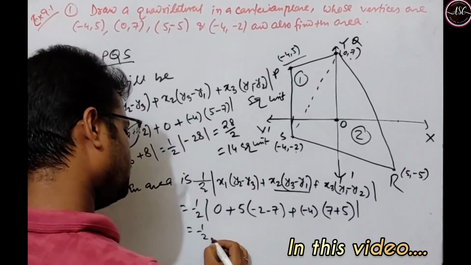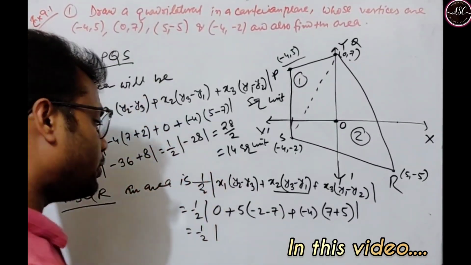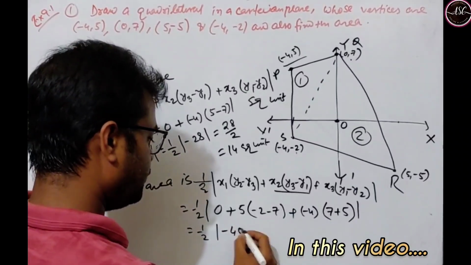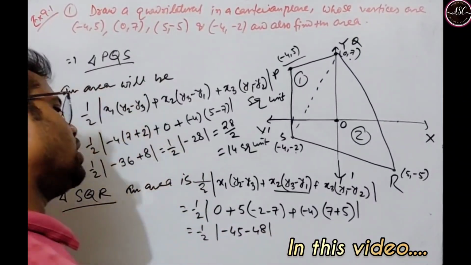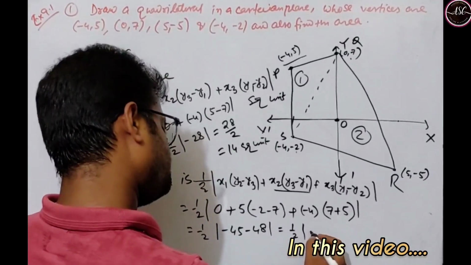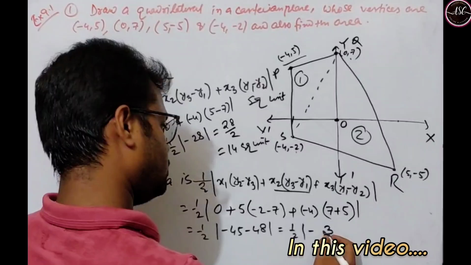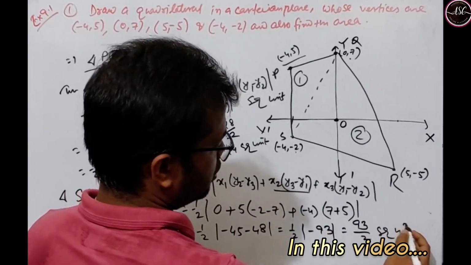So the value of this will be half of 7 minus 2 minus 7 minus 2, equal to minus 9 minus 45. Okay, and this will be minus 48. Okay, so the value will be minus of, so this will be 93 by 2 square unit.